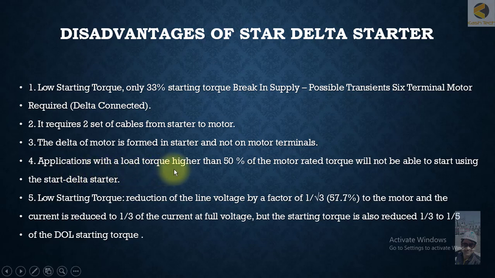Applications with load torque higher than 50% of the motor rated torque will not be able to start using a star delta starter. Low starting torque: reduction of line voltage by a factor of root 3, 57.7% to the motor, and the current is reduced to 1 by 3 of the current at full voltage, but the starting torque is also reduced to 1 by 3 times that of the direct online starting technique.